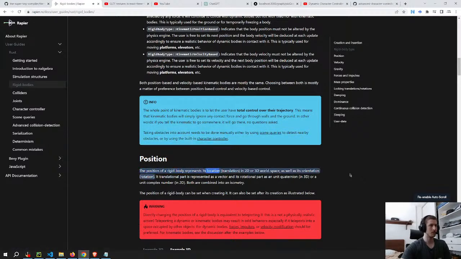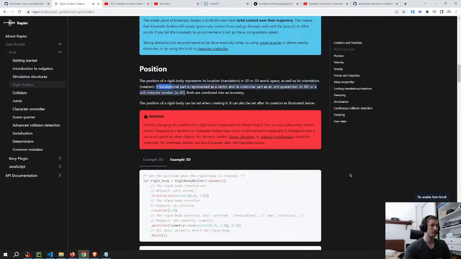Position hash. The position of a rigid body represents its location, translation, in 2D or 3D world space, as well as its orientation, rotation. Its translational part is represented as a vector and its rotational part is a unit quaternion, in 3D, or a unit complex number, in 2D. Both are combined into an isometry. The position of a rigid body can be set and created. It can also be set after creation is illustrated below.